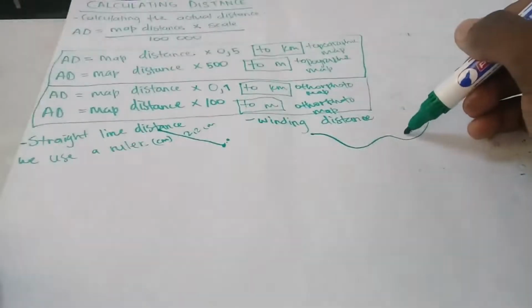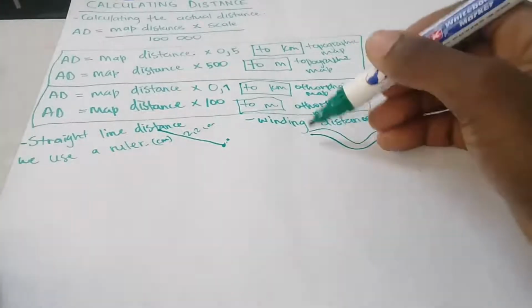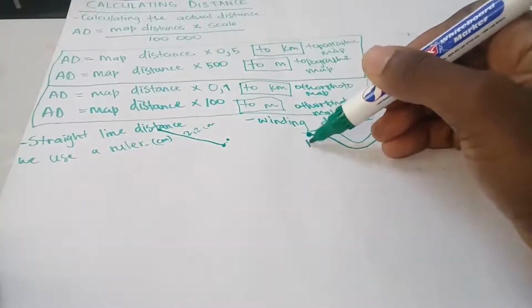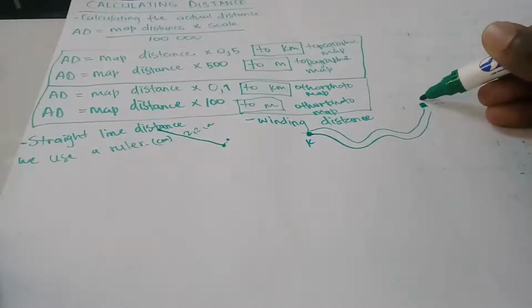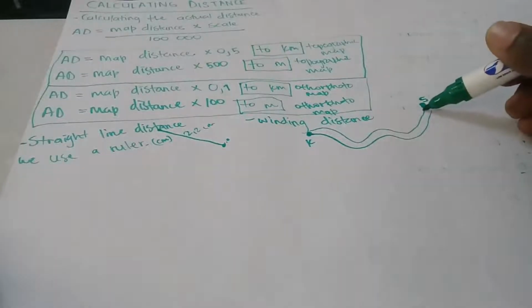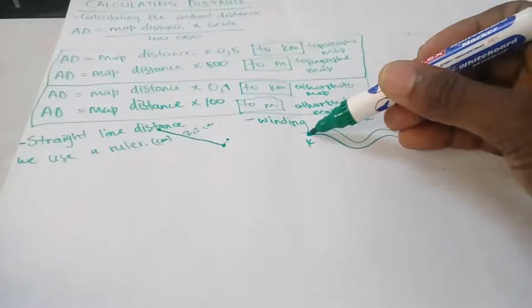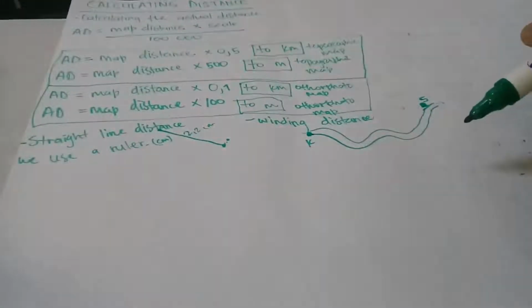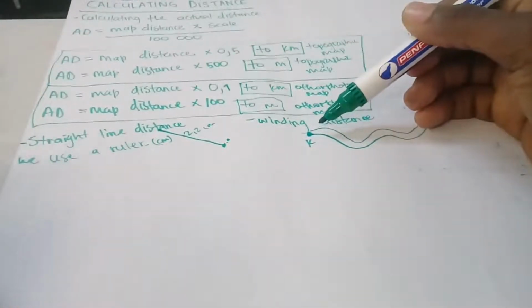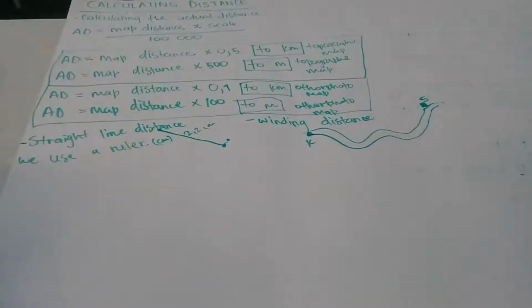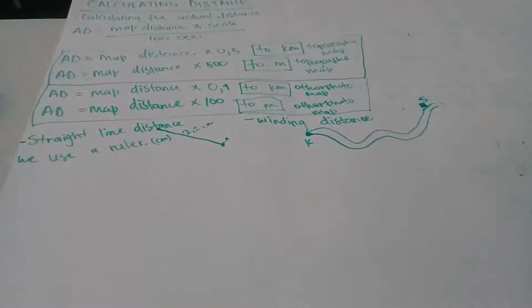They can say, calculate the distance along a road from this point, let's say this is a church, to this point, which is a school on the side of the road. So we have to calculate from this point to this point. You can use a string or a paper. First, I'm going to show you how you can use a paper.